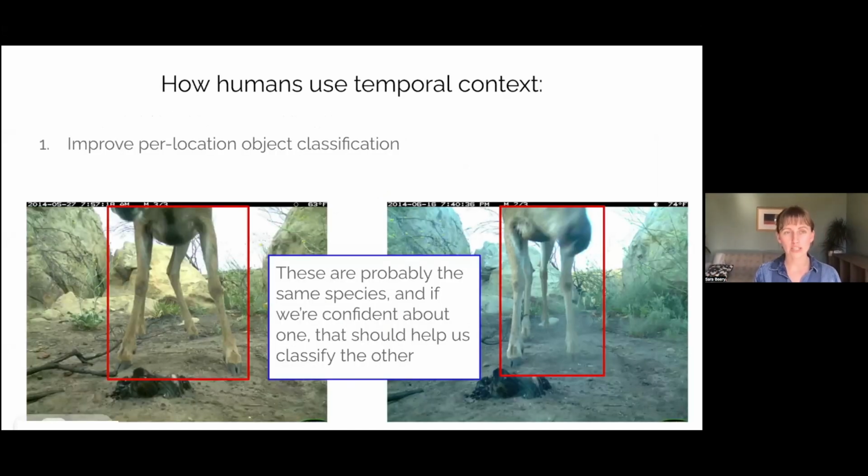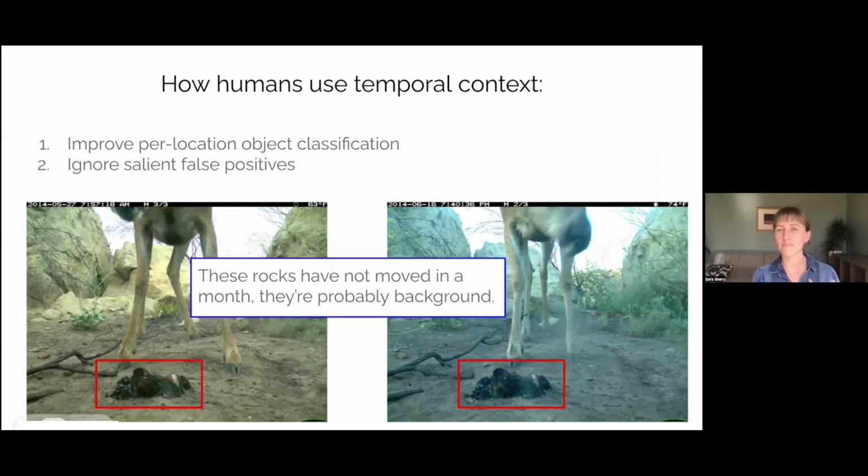So, humans are using that temporal context both to improve their object classification on a per location basis. So if you have one image and another that are very visually similar, they're highly likely to be the same species for a given camera trap. And also, it helps them reduce the impact of some of these false positives. So if you're at a completely new camera, sometimes in certain lighting conditions, a rock or a bush can look something like an animal, but it's very easy for us to quickly understand, looking at multiple images at a time, oh, in fact, that's just a rock.